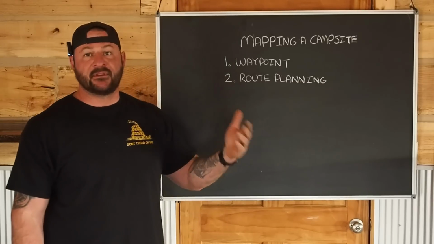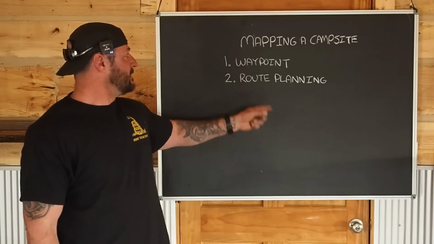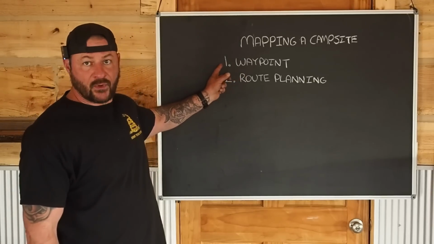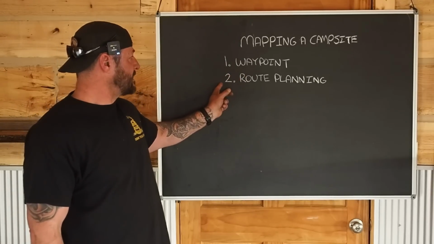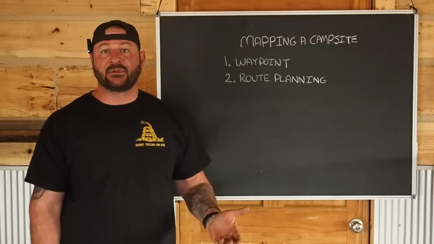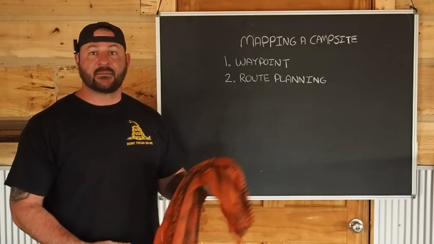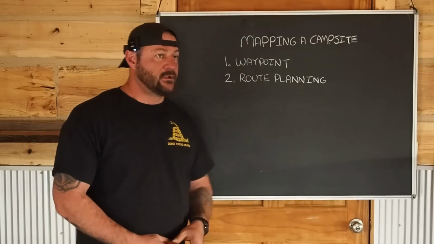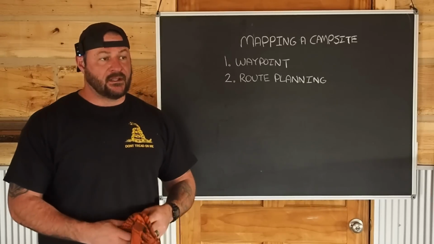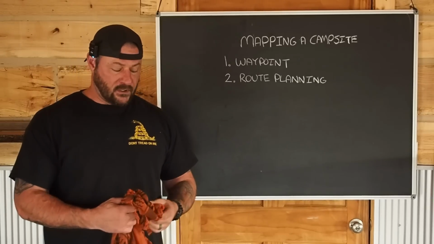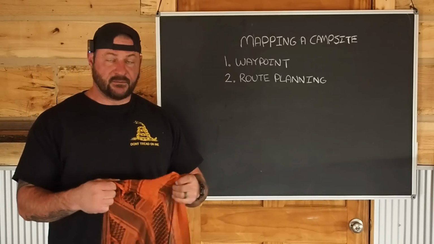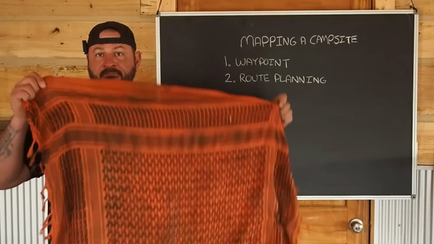Let's talk about mapping the campsite. There's 2 ways to do that. 1 is by establishing a waypoint, and 2 is by actually conducting a route plan or route planning. Let's talk about the first one, waypoint. We're going to establish a waypoint, and I've covered this in several videos. All you're going to do is take your brightly colored shemagh or 3x3 cotton bandana.